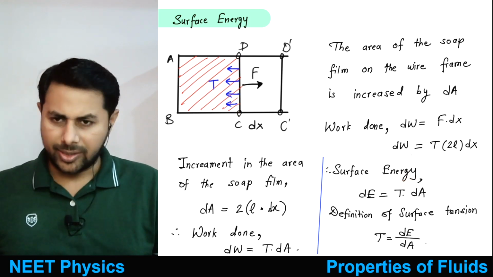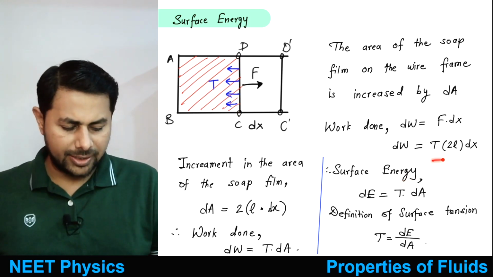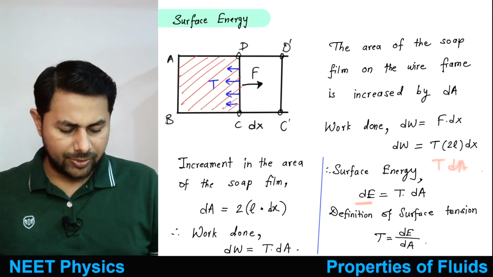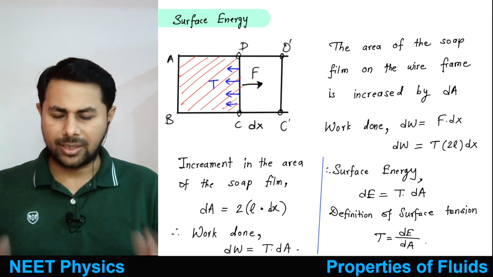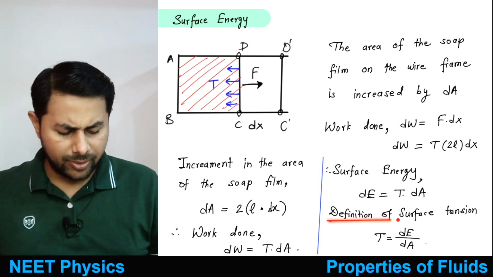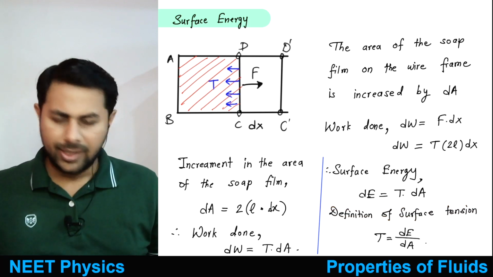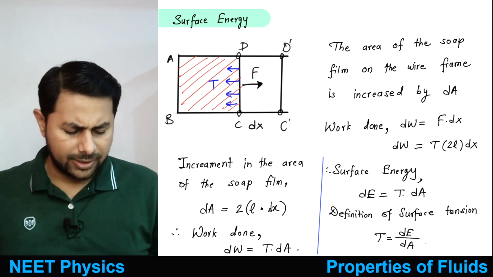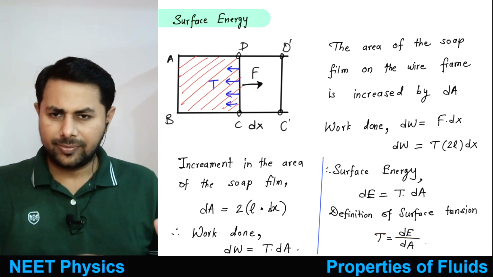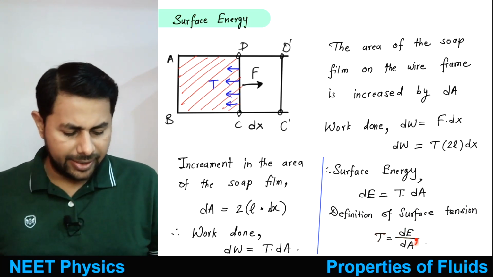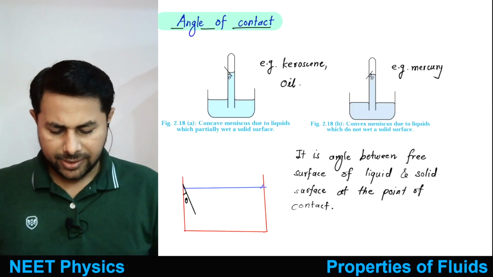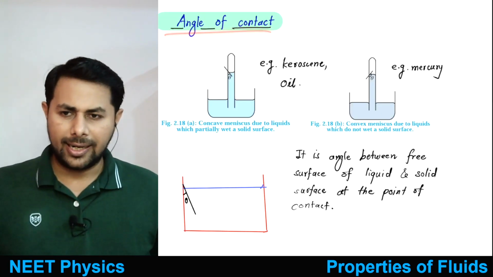So how much work have we done? It is equal to T times dA, and therefore surface energy is equal to T times dA, surface tension multiplied by the increment in the surface area. Therefore we get another definition for the surface tension: it is equal to the increment in energy, or the surface energy, divided by the increment in surface area. So next let us discuss the angle of contact.